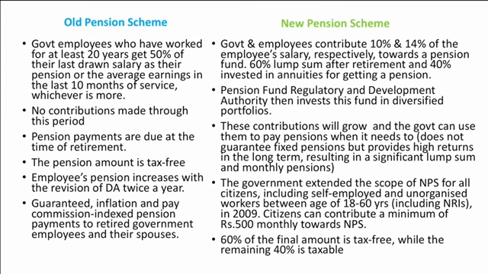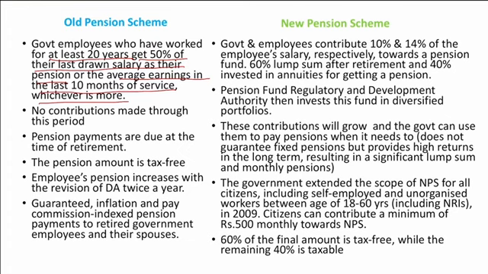Now let's look at a few differences between the old pension scheme and the new pension scheme. According to the old pension scheme, a government employee who had worked for at least 20 years would get 50% of their last drawn salary as their pension, or the average earnings in the last 10 months of service, whichever is more.